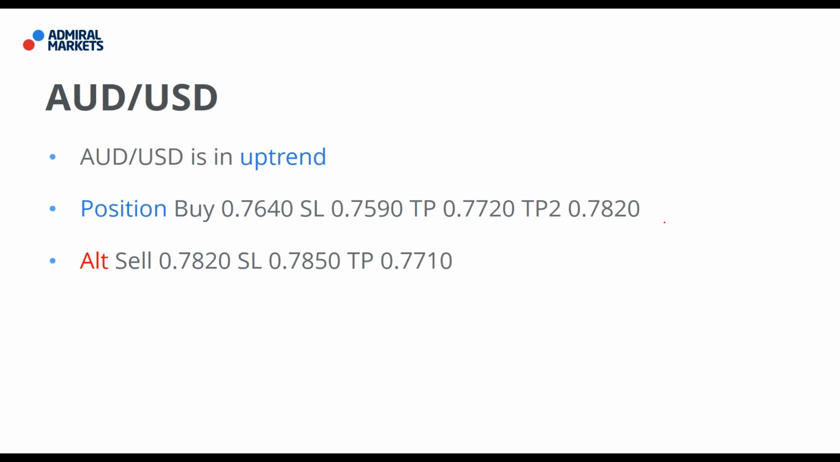Okay, Australian dollar is in uptrend. Positional buy is 76.40, stop loss 75.90, TP 77.20, 78 TP2. Sell trade is this one.